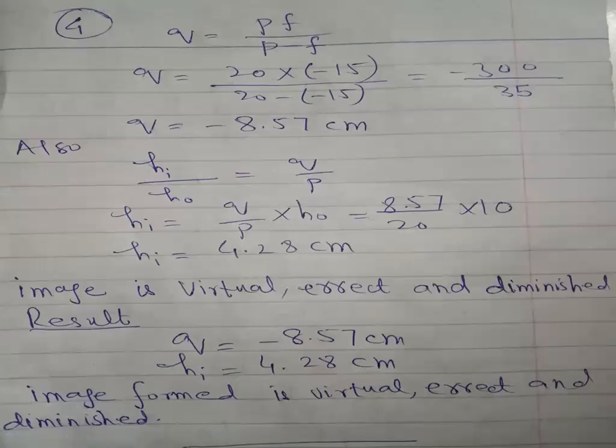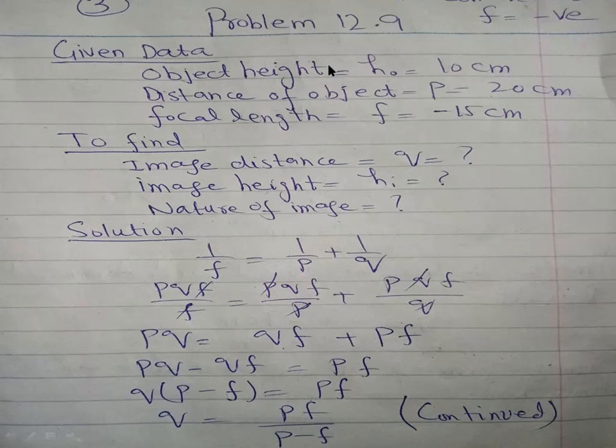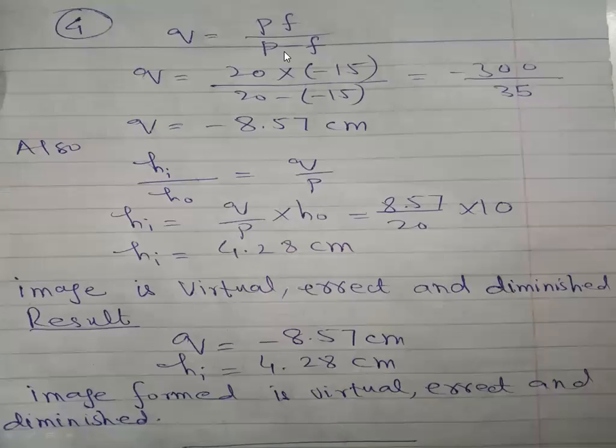Just putting the values. The value of p is 20, and the value of f is minus 15, as I told you, it is given to me. The value of p is 20 centimeters, and the focal length f is minus 15. I'm just putting the values in the formula. Q is equal to pf over p minus f. If you solve this, 15 multiplied by 20, you will get minus 300. Minus minus becomes plus, 20 plus 15, you will get 35.